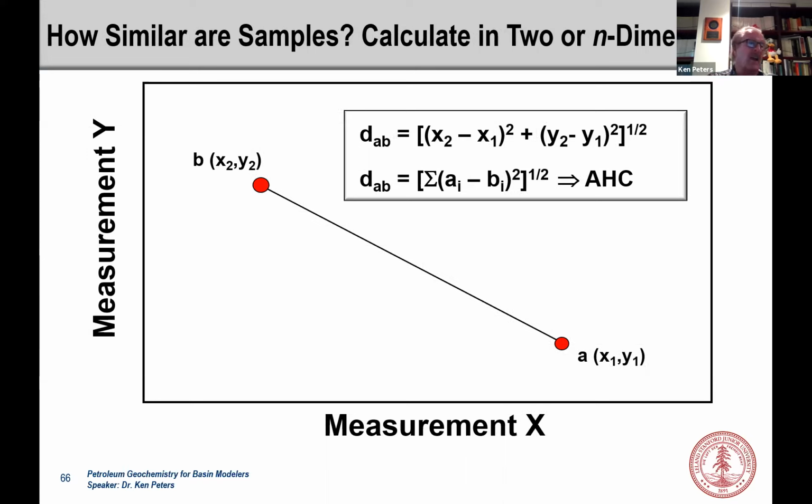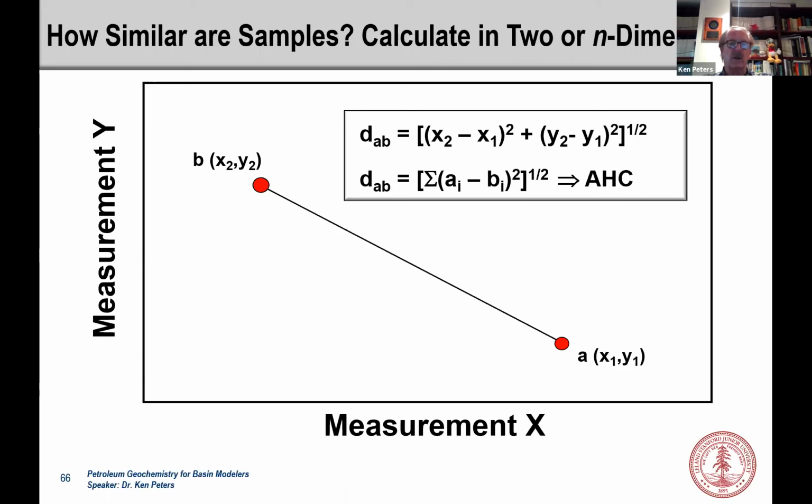We're living in flatland right now, and for some papers, some geochemists, all they can do is plot X against Y. And again, that's dangerous. Here we have two samples. How similar are those samples? Okay, so one way you could get at that is to calculate the distance between those samples.